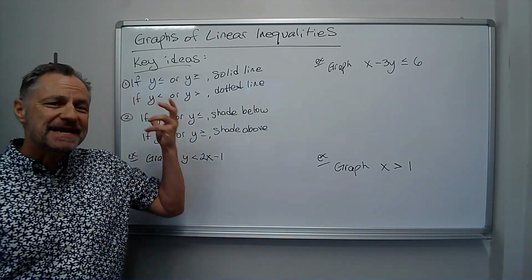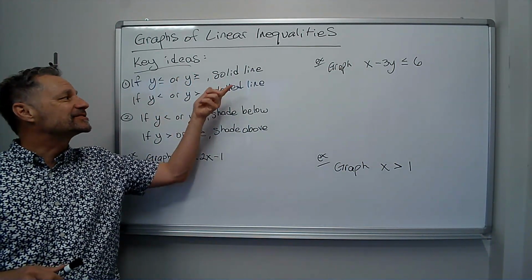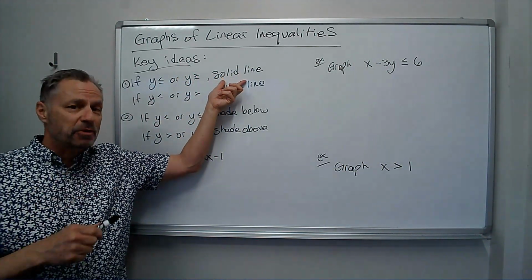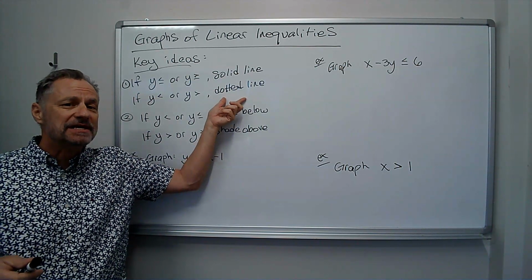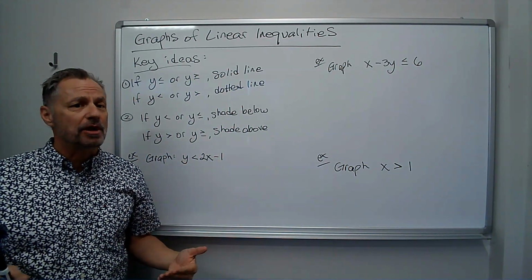All right, so here's my key ideas. The first one has to do with whether the line is solid, meaning the line is part of the graph, or the line is dotted, meaning the line's a boundary, but it's not part of the answer to your problem.